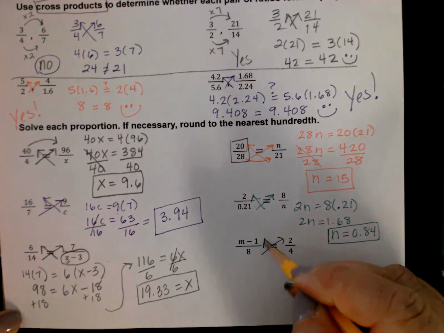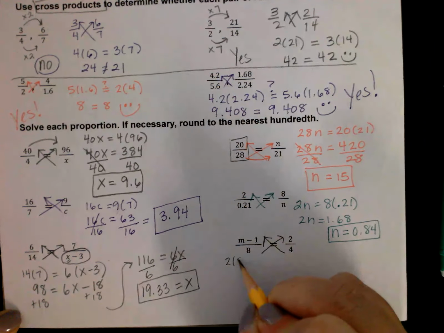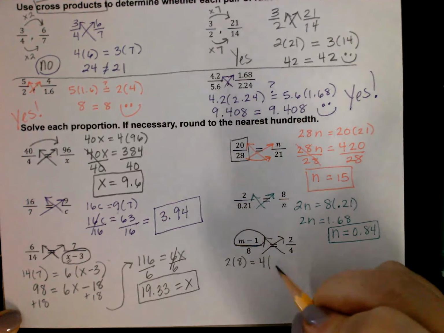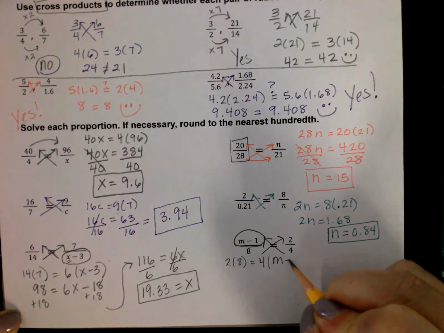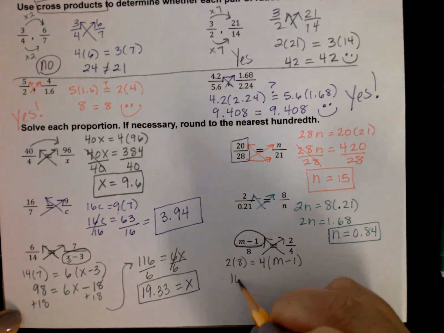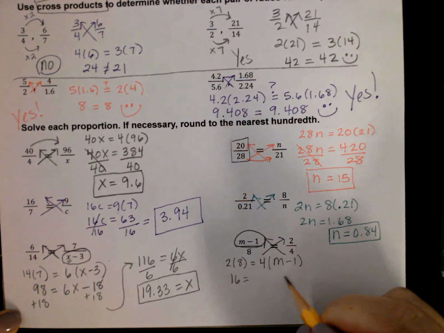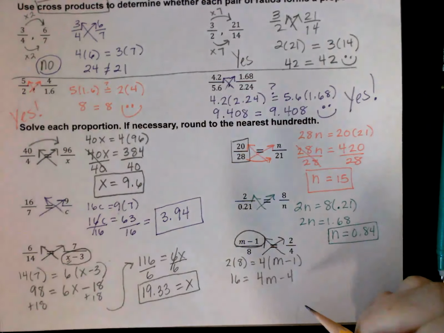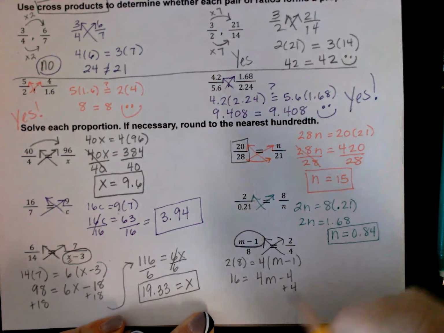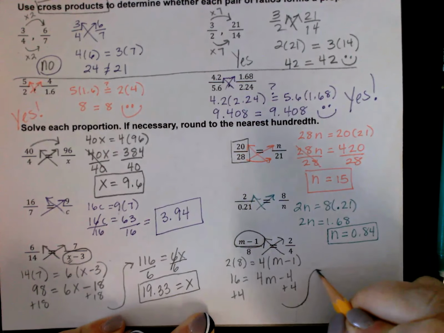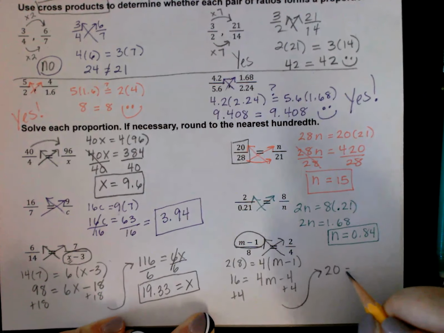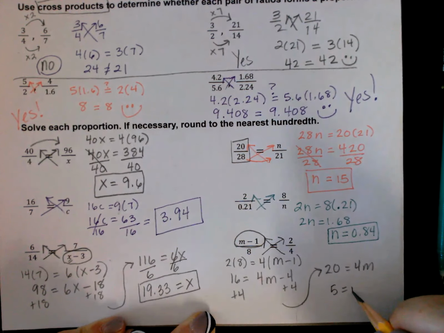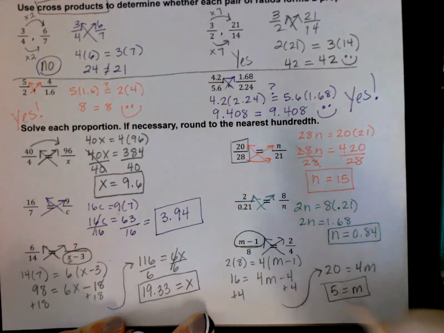One more, cross product. So 2 times 8 has to equal 4 times the entire numerator, m minus 1. So 16 equals, distribute, 4m minus 4. Now we have a two-step equation. I'm going to add 4 to both sides. Again, I'll finish my work over here. 20 equals 4m. After I divide, I know m equals 5.